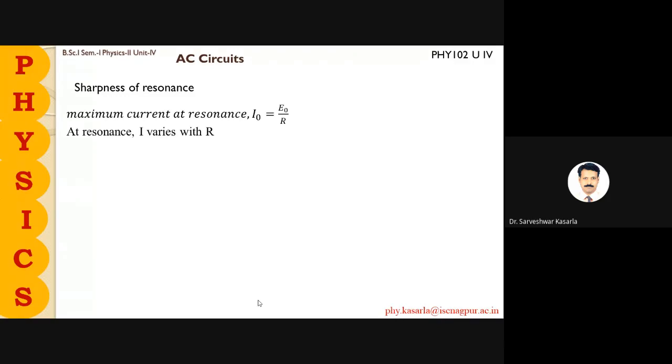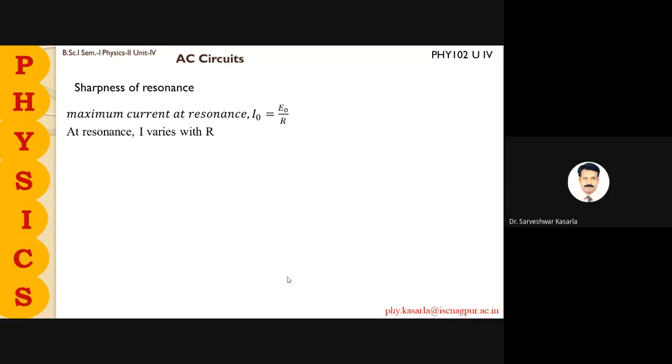So as the impedance of the circuit is minimum, the circuit draws maximum current. So this is the case of resonance, which we discussed in the last lecture. Today we will discuss the sharpness of resonance.